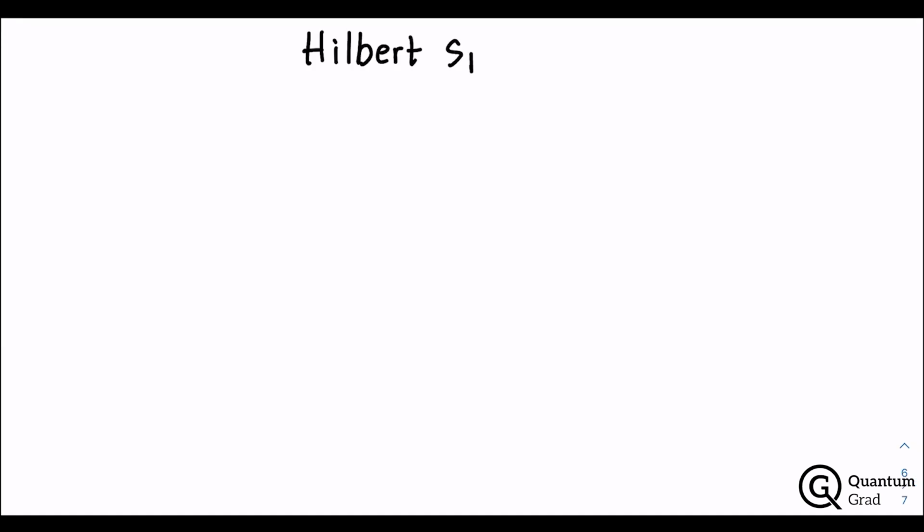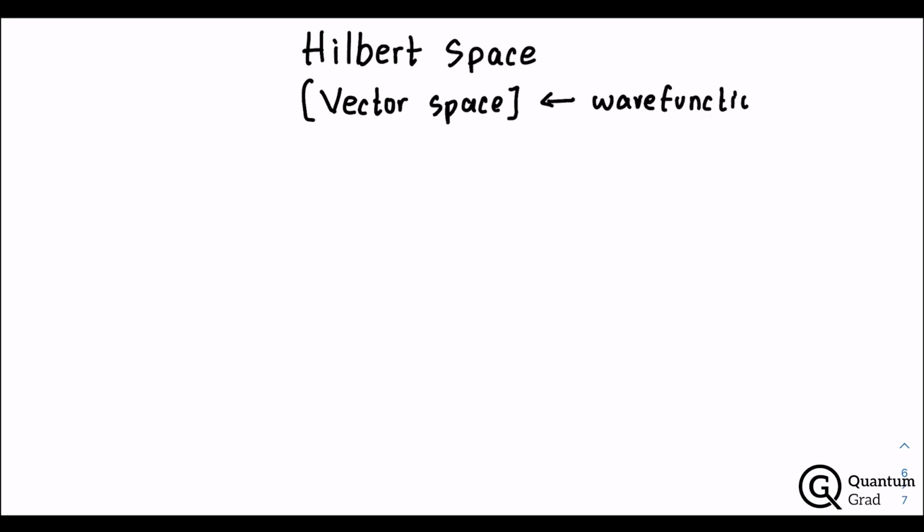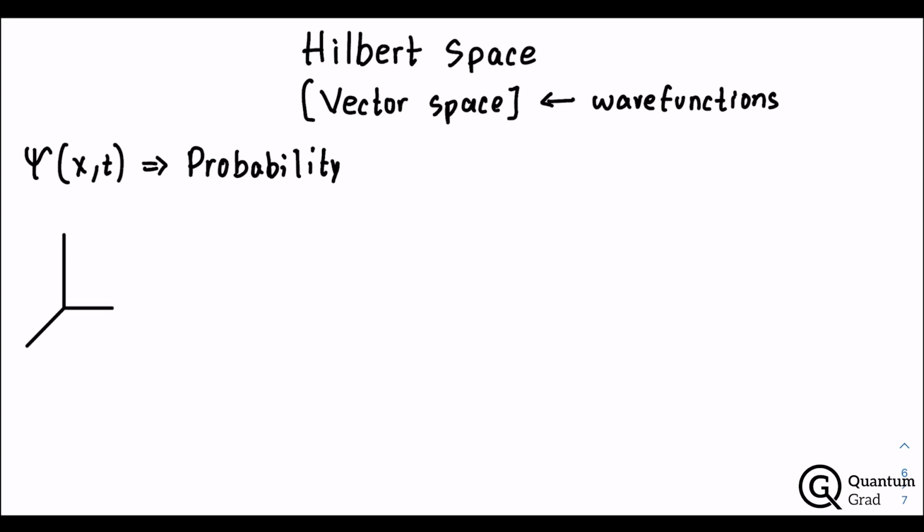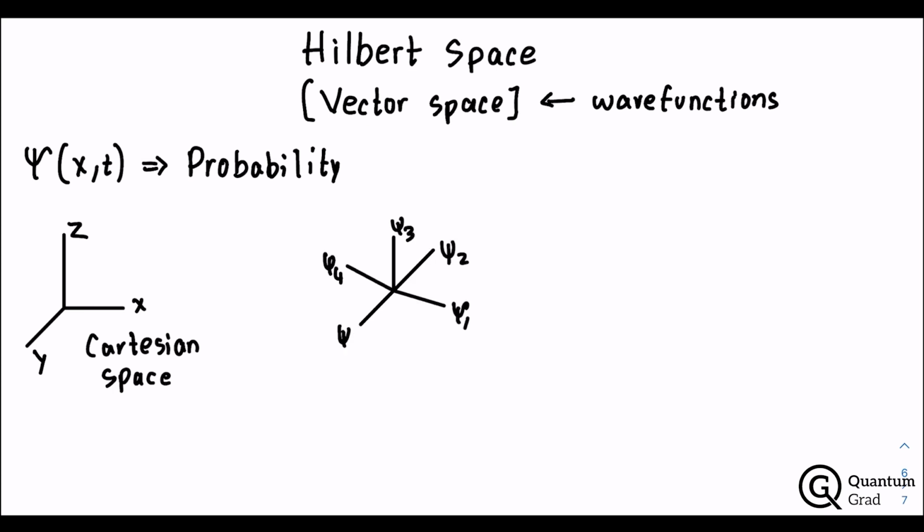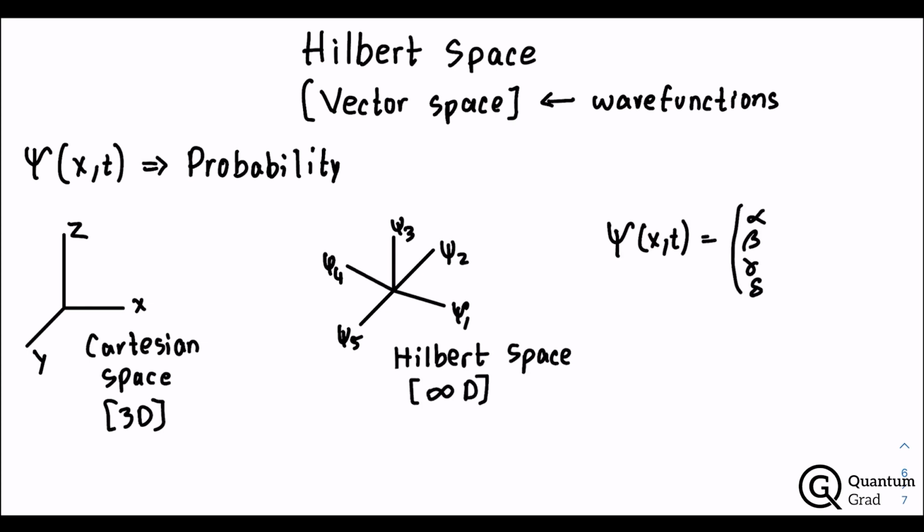Lastly, let's discuss something called Hilbert space, which is also a vector space with wave functions. A wave function describes the probability of finding a particle in certain space at certain time. In Cartesian planes, we have x, y, z, but in the Hilbert space, you have a set of wave functions. Cartesian planes are 3D, but Hilbert spaces are infinite dimensions. And any wave function can be written as a linear combination of Hilbert space basis vectors.